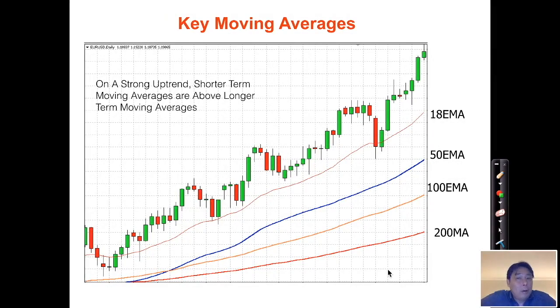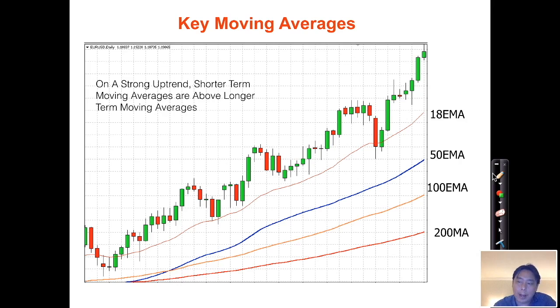Okay, now, a very important concept to understand is that when the price is on a very strong uptrend, the moving averages are aligned in sequence from the smallest moving average to the biggest moving average. So I like to use moving averages like the 18 moving average, the 50, the 100, and the 200 moving averages, because these are the most commonly respected moving averages by traders.